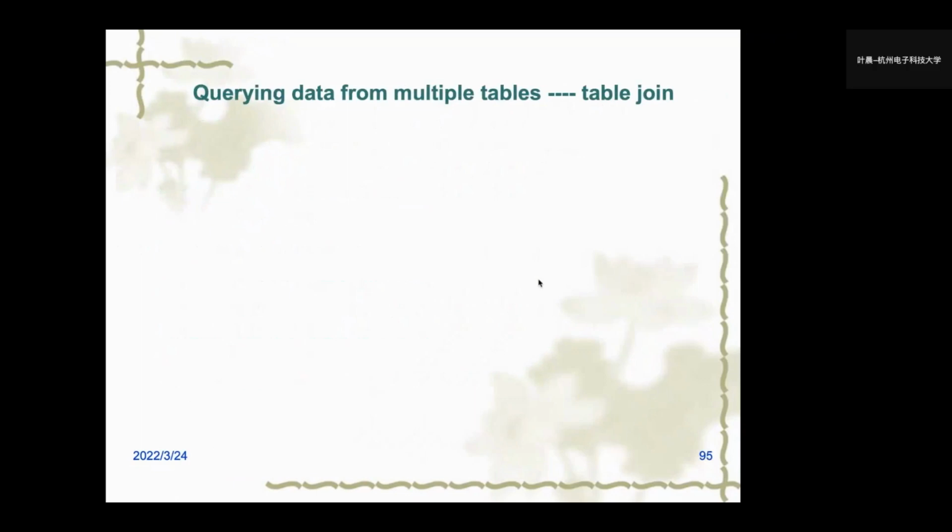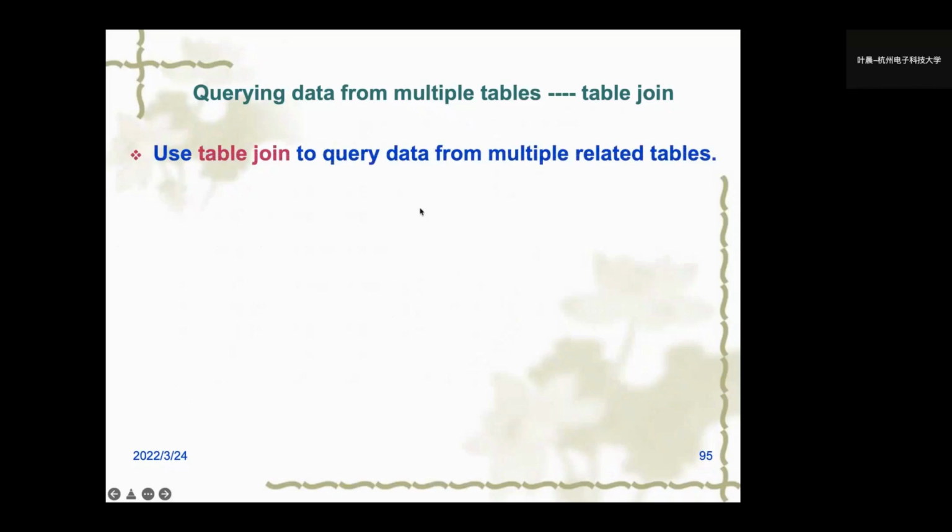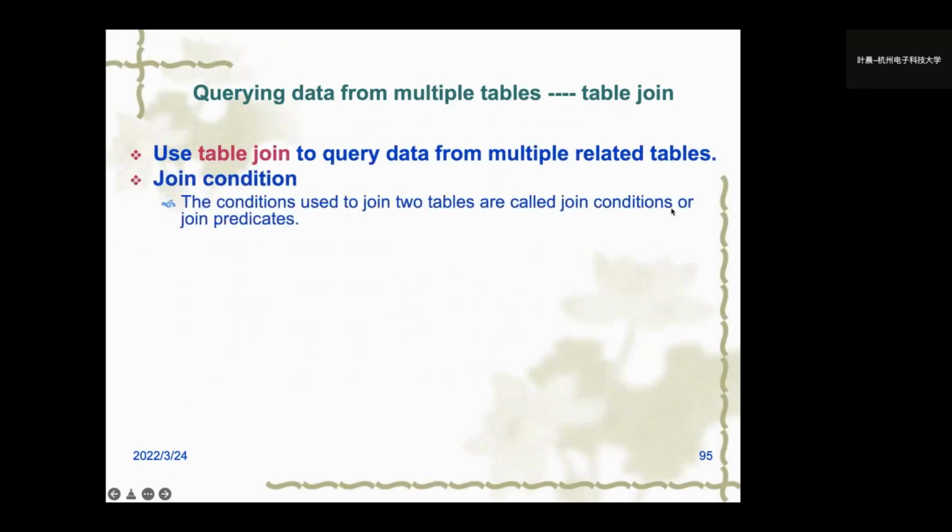And then let's see how to query data from multiple tables. That means the table join. We will use the table join to query data from multiple related tables. The first is the join condition. The conditions used to join two tables are called join conditions or join predicates.